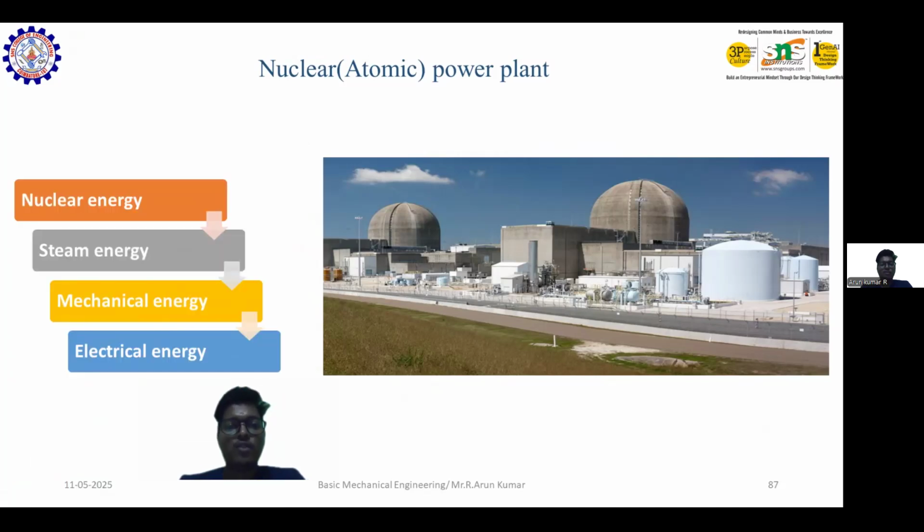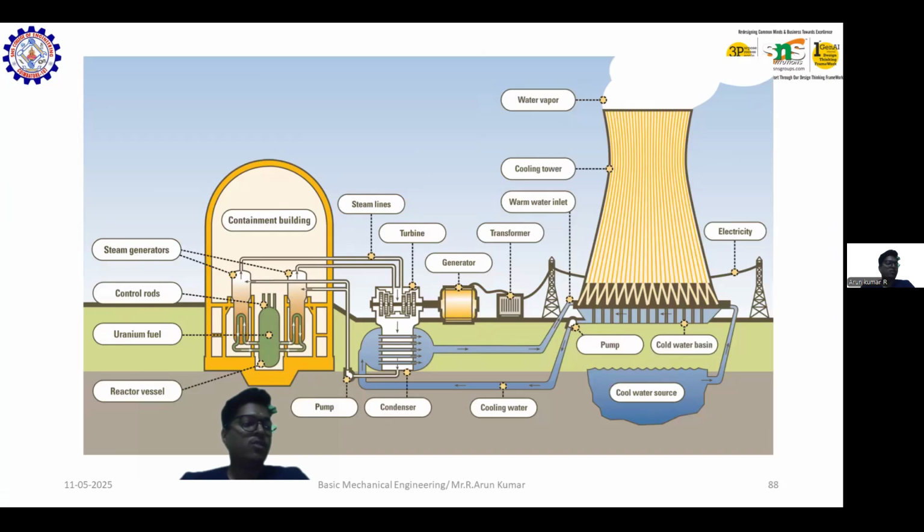So how does a nuclear power plant work? The nuclear energy is converted into steam energy, then the steam energy is converted into mechanical energy, and then the mechanical energy is converted into electrical energy. Once the nuclear energy is transferred to steam, the steam moves to the mechanical stage, and finally the mechanical energy is converted into electrical energy. This is the simple layout of how the plant works.